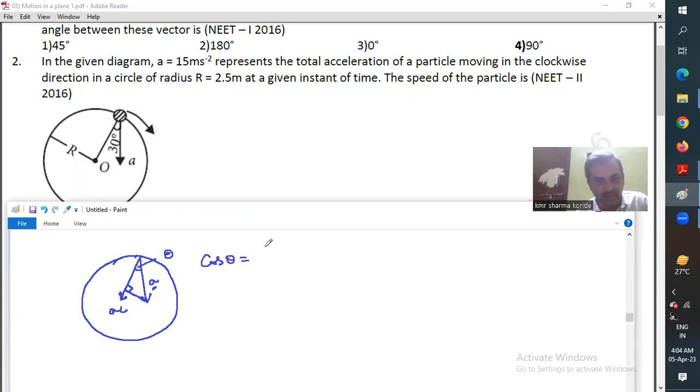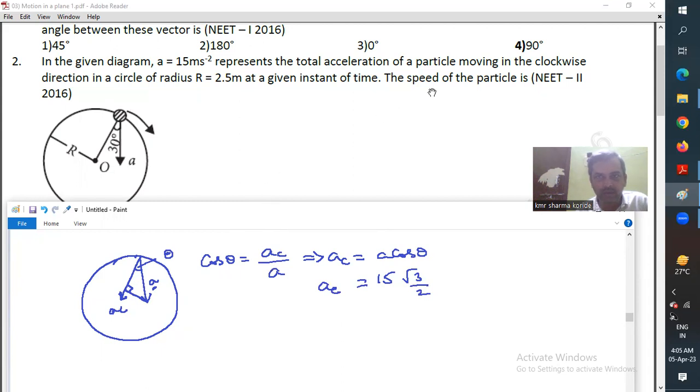So cos theta is equal to adjacent by hypotenuse. What is adjacent? ac is the adjacent, and the hypotenuse is a. So ac, the centripetal acceleration, is a cos theta. What is a given? 15. Cos 30, and cos 30 is root 3 by 2. This is going to be ac.